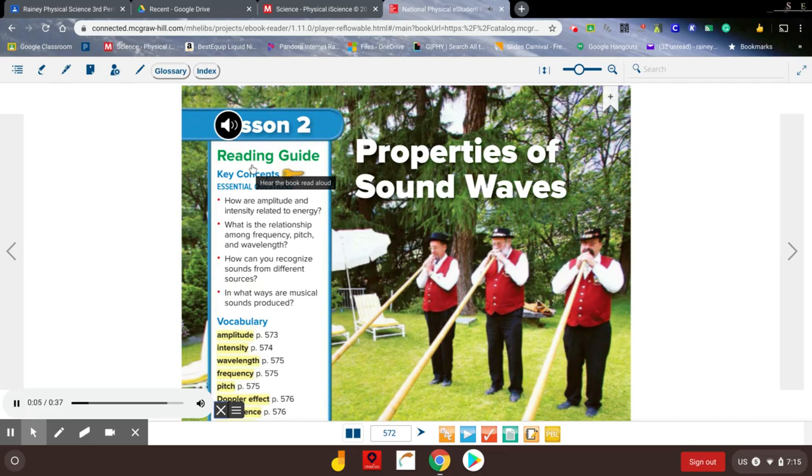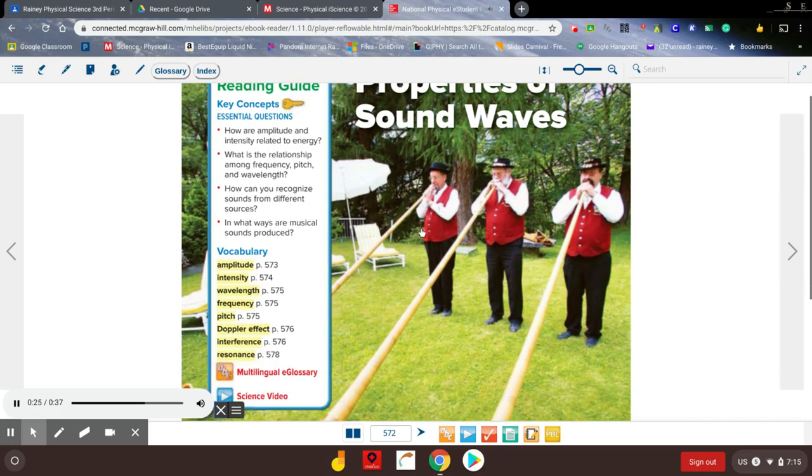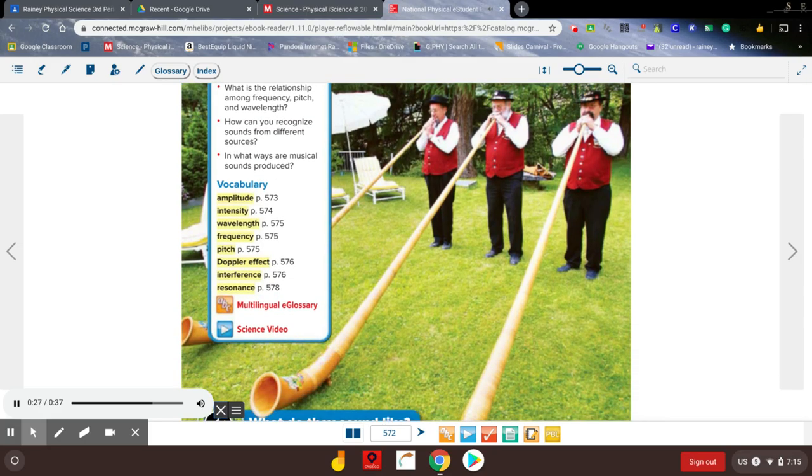Reading Guide. Key Concepts. Essential Questions. How are amplitude and intensity related to energy? What is the relationship among frequency, pitch, and wavelength? How can you recognize sounds from different sources? In what ways are musical sounds produced? Vocabulary: amplitude, intensity, wavelength, frequency, pitch, Doppler effect, interference, resonance.